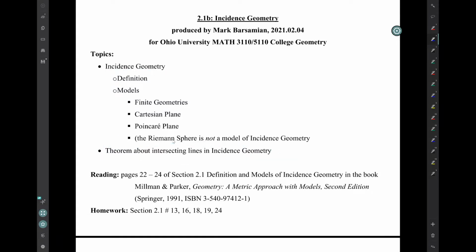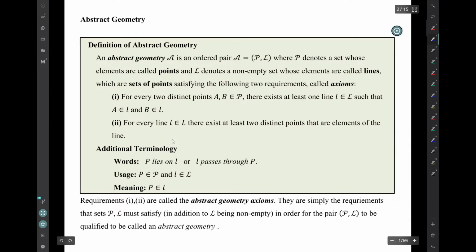This video is produced for Ohio University Math 3110-5110 College Geometry. The content corresponds to material in section 2.1 of the book Geometry, a Metric Approach with Models by Millman and Parker, and more specifically, just pages 22 to 24. The corresponding homework is this collection of 5 exercises from section 2.1.